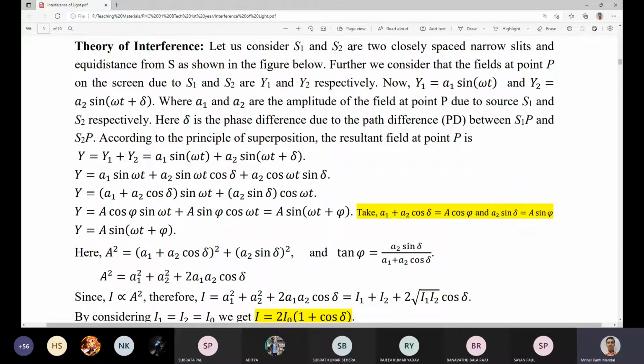Let us consider S1 and S2 are two closely spaced narrow slits, equidistant from S as shown in the figure below. Further, we consider that the fields at point P on the screen due to S1 and S2 are Y1 and Y2, where Y1 is A1 sin omega t and Y2 is A2 sin(omega t plus delta), where A1 and A2 are the amplitudes of the light field at point P, right?